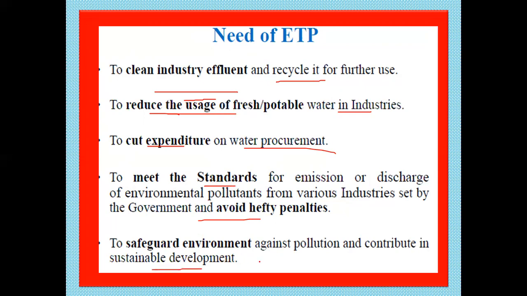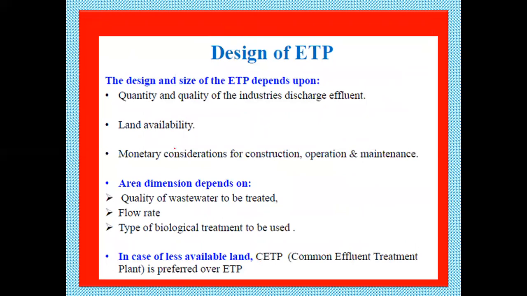Okay. Next, design of ETP. The design and size of ETP depends upon the quality and quantity of industrial wastewater, land availability, and monetary considerations of construction, operations, and maintenance. Area dimensions depend upon this. In case of less available land, you are having CETP.